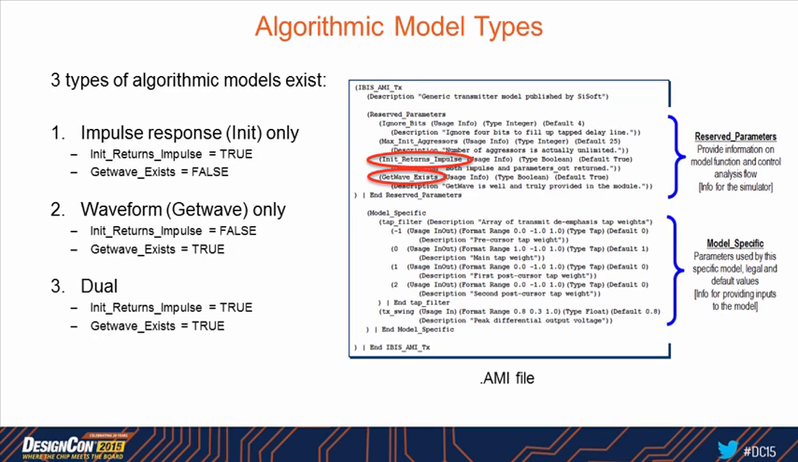And the assumption is that when a model does both, the goal is, through either the impulse response or the waveform method, for the model to really produce as close to the same behavior as is possible.